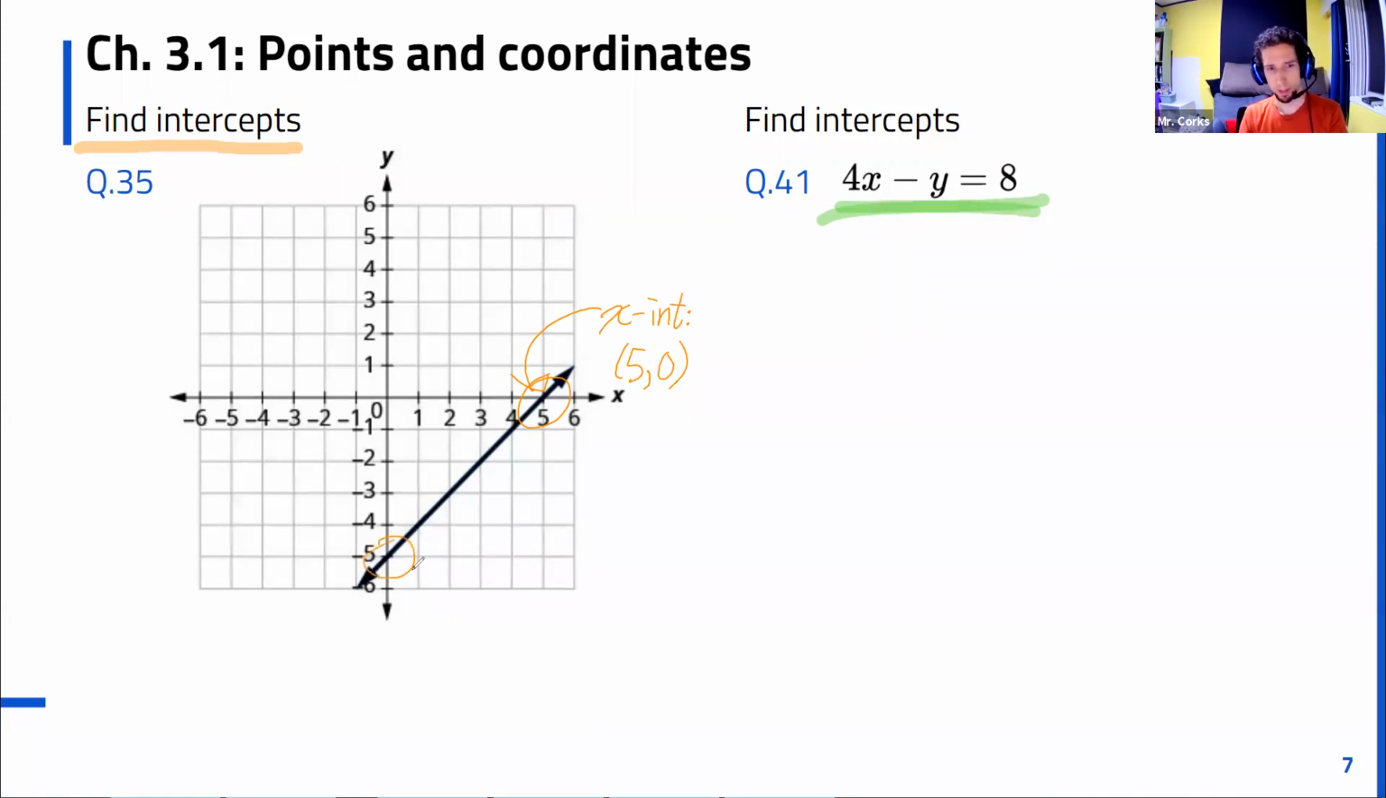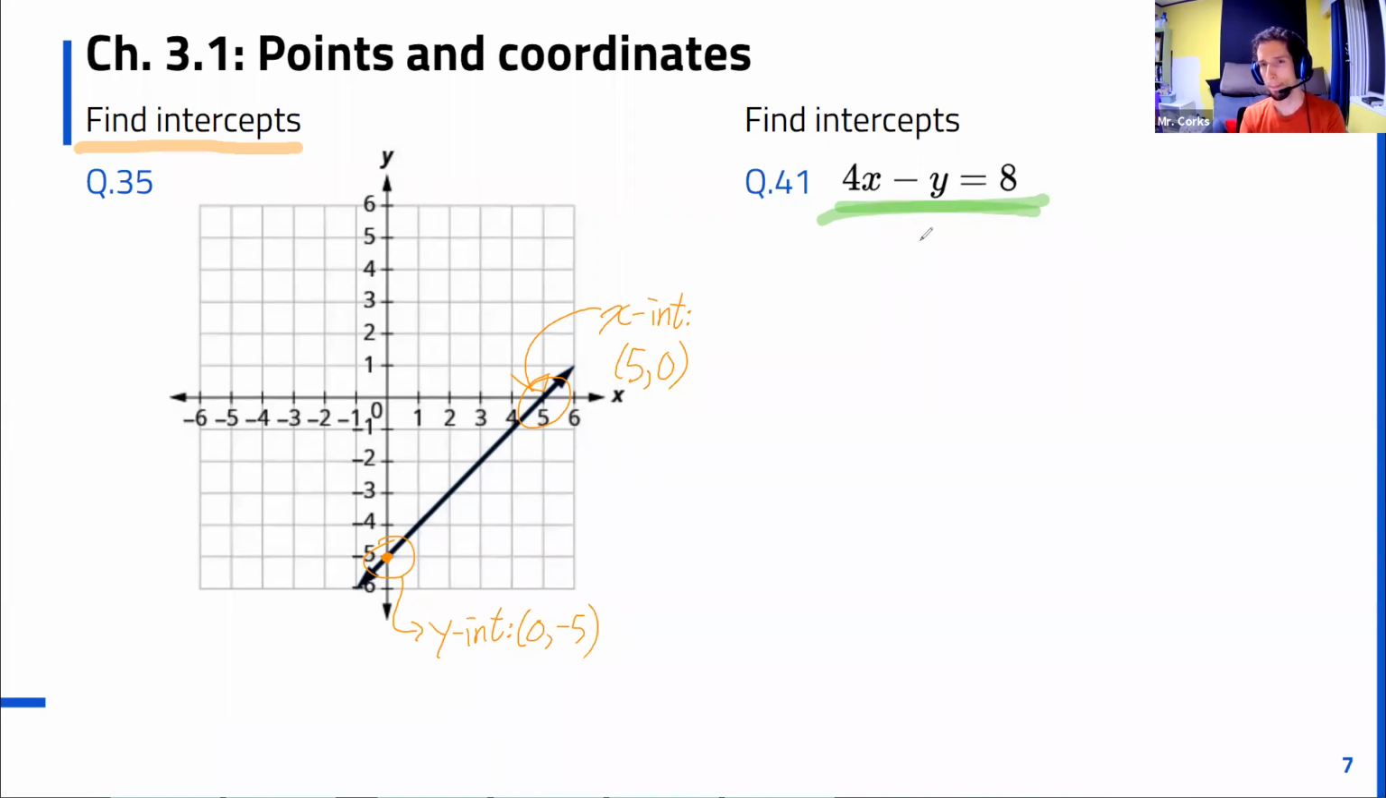Y-intercept, same thing, except where it's crossing the y-axis. So this is -5, or (0, -5). All right. For the other one here, we have an equation in standard form. How can we figure out what the intercepts are? What's a quick, easy way to find them?